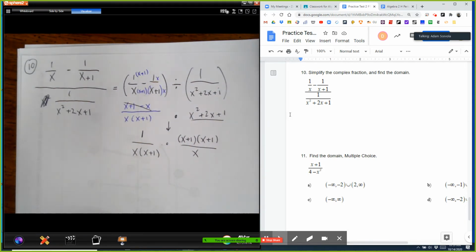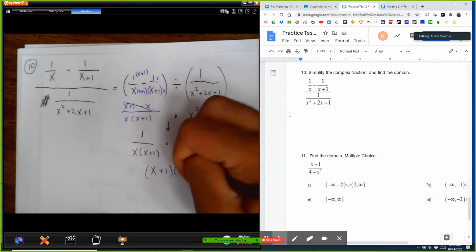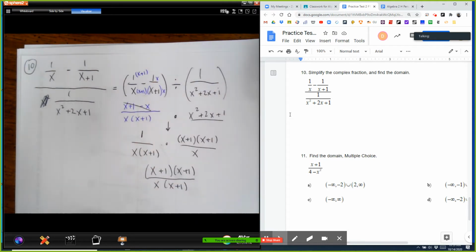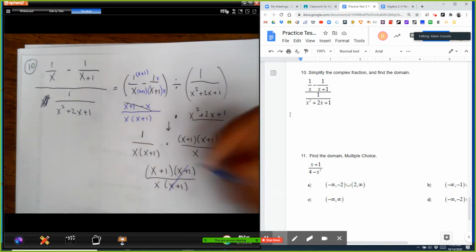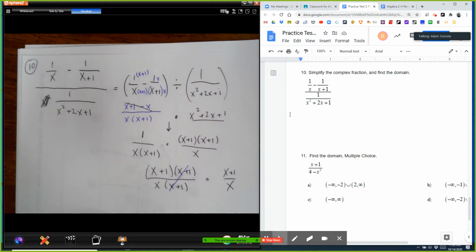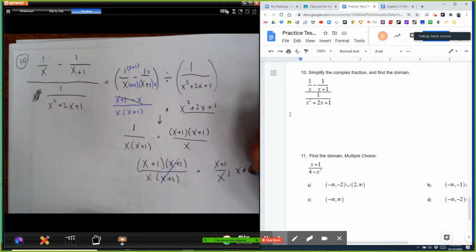Now if I multiply across, I get x plus 1 over x plus 1, because it's times 1, over x times x plus 1. And this cancels out, and I'm left with x plus 1 over x, where my domain is x can't equal 0, because then we'd be dividing by 0.